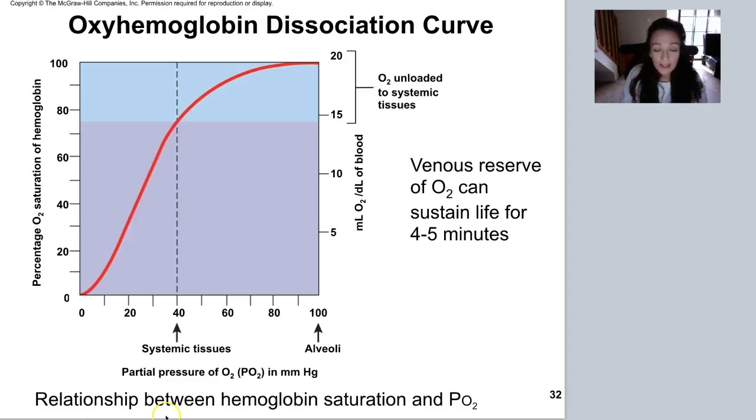So on this slide, what we have here is called the oxyhemoglobin dissociation curve. And I want you to be very familiar with this graph. I want you to know the name of the graph, what the graph looks like, and I'm going to talk you through it and tell you what kind of information it's giving us. The oxyhemoglobin dissociation curve describes the binding of oxygen with hemoglobin. It describes how much oxygen is binding to hemoglobin.